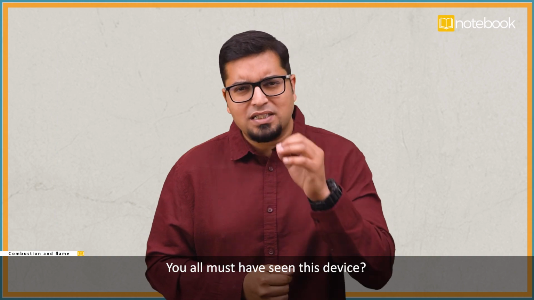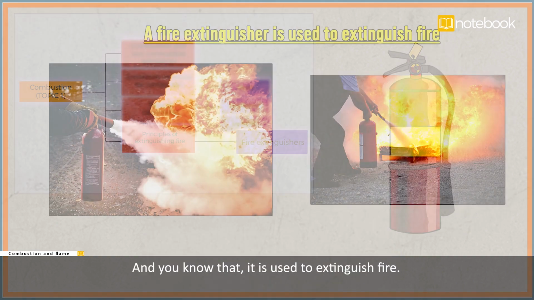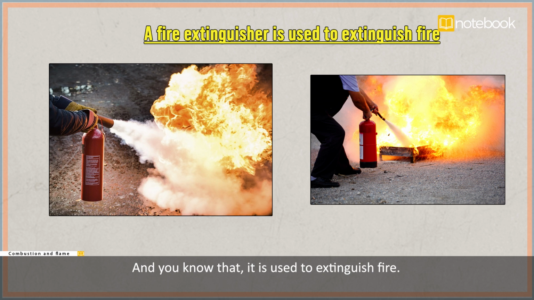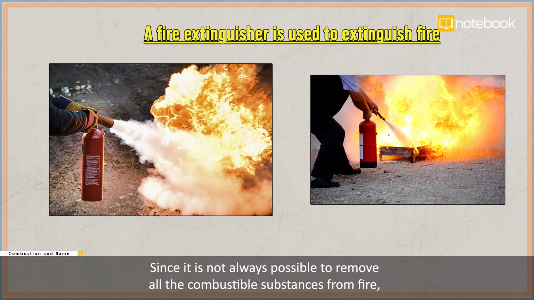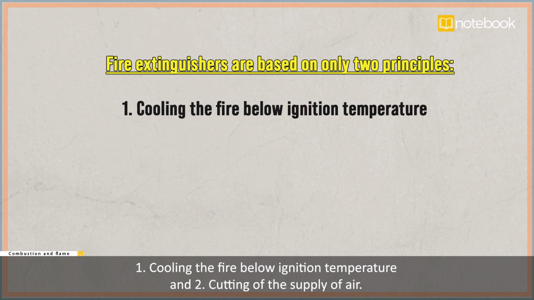You all must have seen this device. It is called a fire extinguisher. And you know that it is used to extinguish fire. Since it is not always possible to remove all the combustible substances from fire, fire extinguishers are based on only two principles. 1. Cooling the fire below ignition temperature, and 2. Cutting off the supply of air.